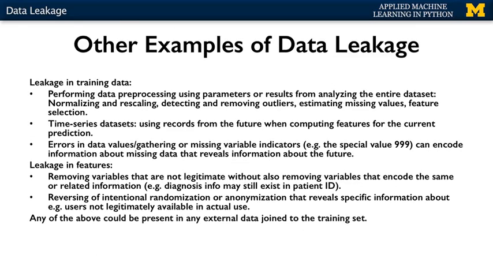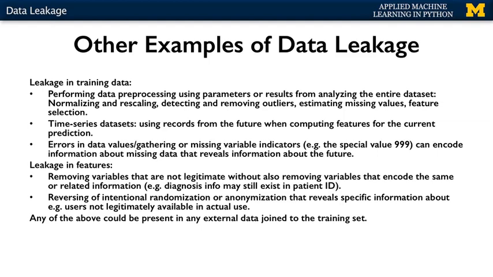As a guide, here are some additional examples of data leakage. We can divide leakage into two main types: leakage in the training data, typically where test data or future data gets mixed into the training data, and leakage in features, where something highly informative about the true label somehow gets included as a feature.